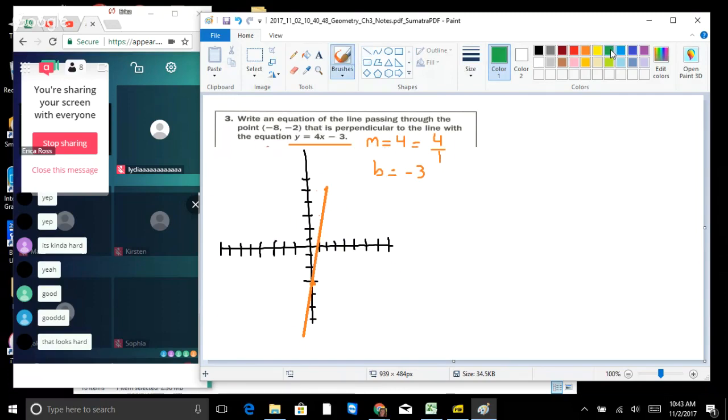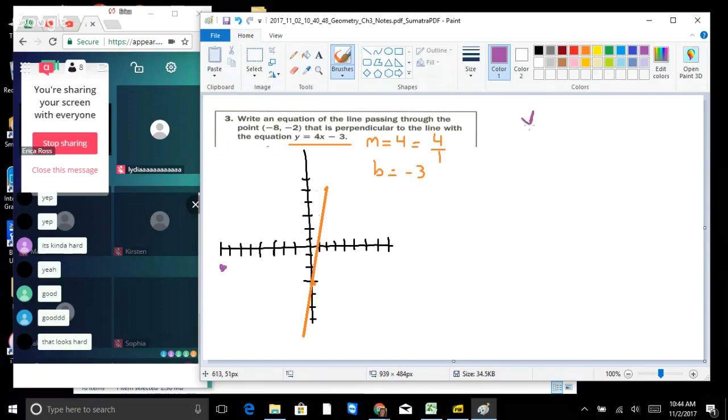Now I want my new line. The new line is going to be purple. My new line is going to go through (-8, -2). So -8 is way out here, and -2 is down here. So my new line is going to go through there, and it's going to be perpendicular to the orange line. So you could probably take a guess, again, what it's going to look like, right? Because you know it's going to be perpendicular, which means at a right angle to the orange. But we're going to do this mathematically, okay? All right, so purple is going to be my new line.